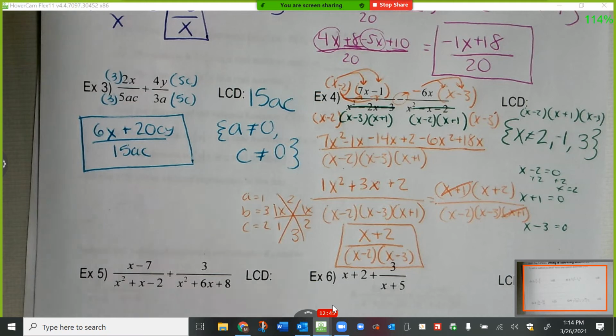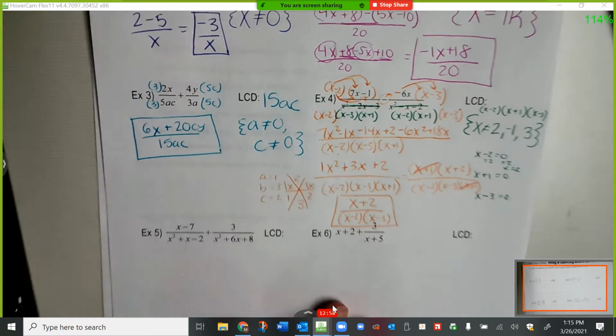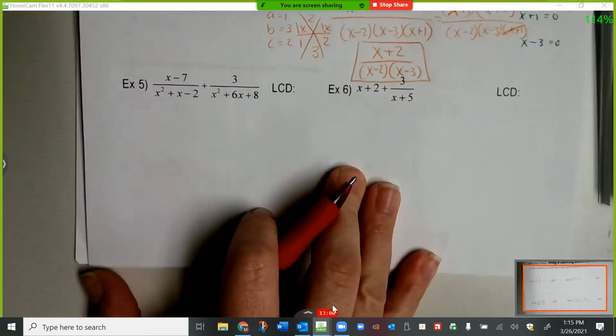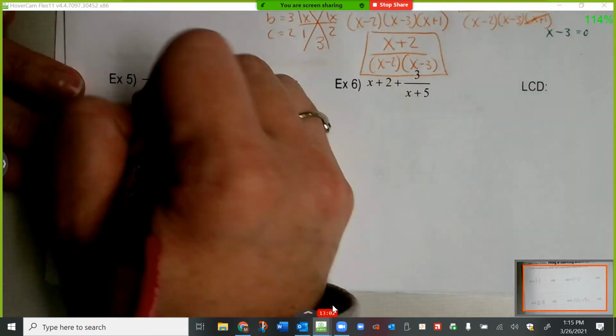Okay, any questions? I know that one's a lot. But let's look at another one. Kind of similar, but not as much. Okay, again, I'm going to factor the bottoms for you.